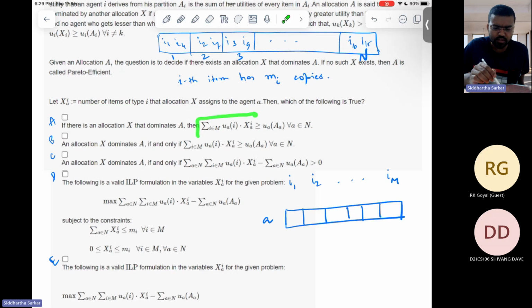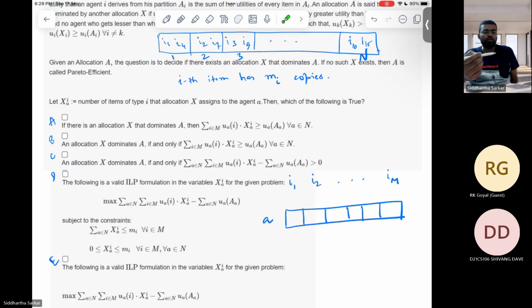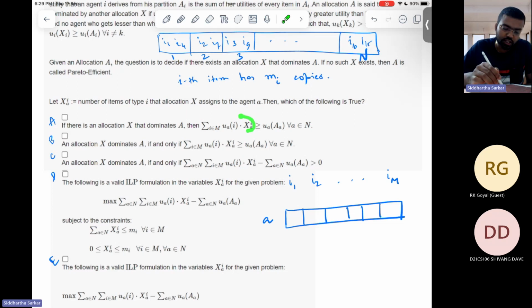So what is this total sum? This total sum is nothing but the sum of the utilities obtained from all the items. So this is the total utility under the allocation X for the agent A. So if there is an allocation X that dominates A, then this total utility under X has to be greater than or equal to this thing. So what does this thing mean?